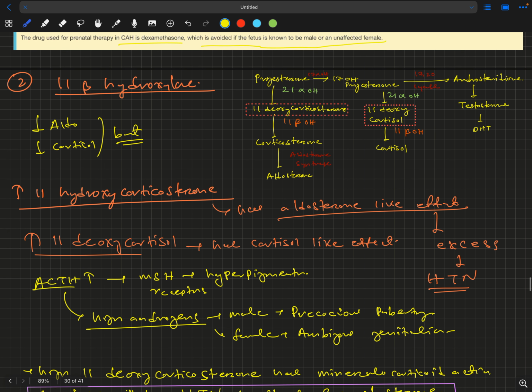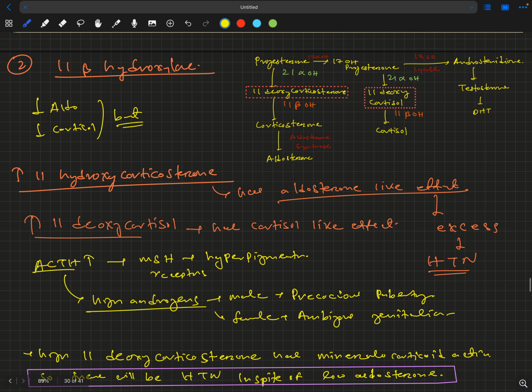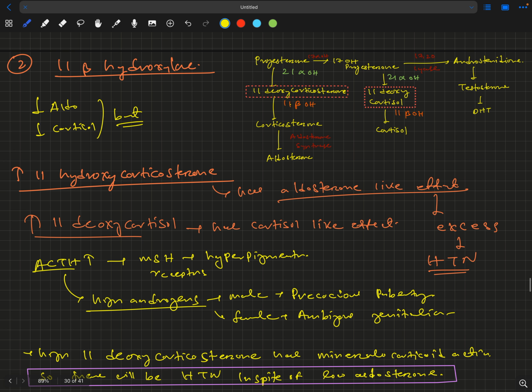Now let's go to 11 beta hydroxylase. So 11 beta hydroxylase is required here. If this enzyme is deficient, then what will happen? There will be a decrease in aldosterone and cortisol. I am thinking there should be a decrease in aldosterone and cortisol, but this 11 deoxycorticosterone has properties of aldosterone. So what will happen? It should have decreased aldosterone and decreased cortisol, because the enzyme is here.